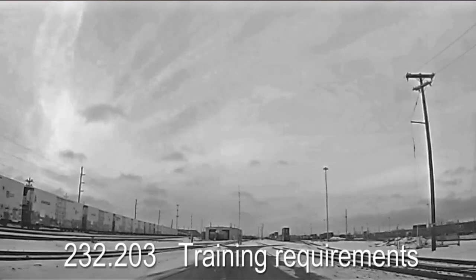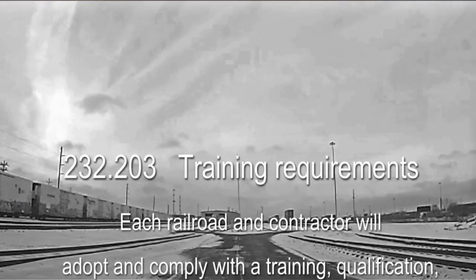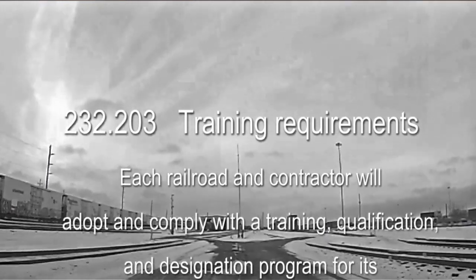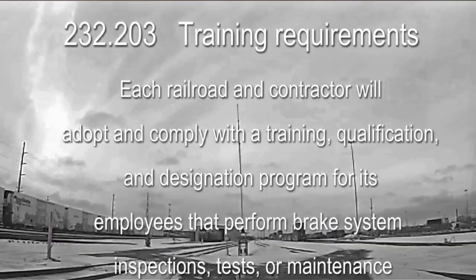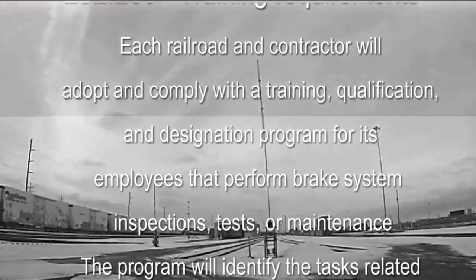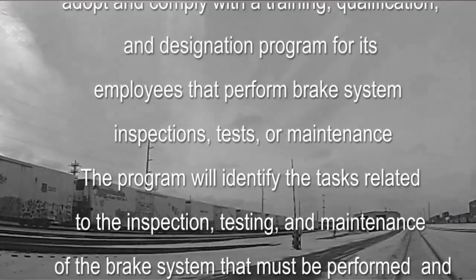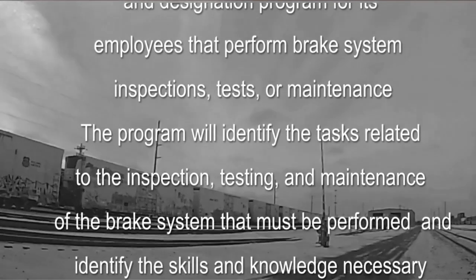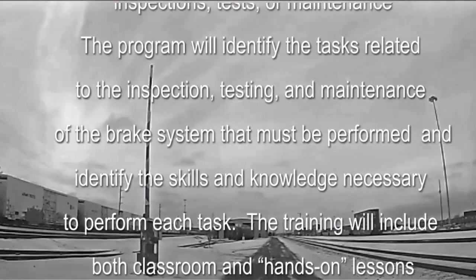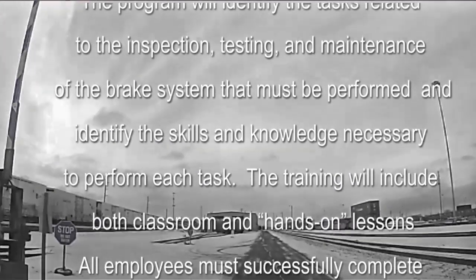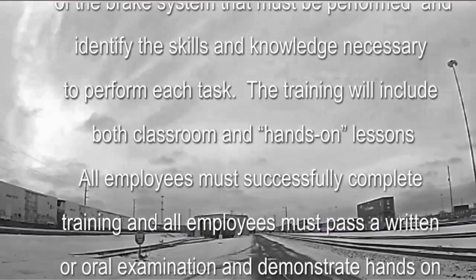232.203 Training Requirements. Each railroad and contractor will adopt and comply with a training qualification and designation program for its employees that perform brake system inspections, tests, or maintenance. The program will identify the tasks related to the inspection, testing, and maintenance of the brake system that must be performed and identify the skills and knowledge necessary to perform each task. The training will include both classroom and hands-on lessons.